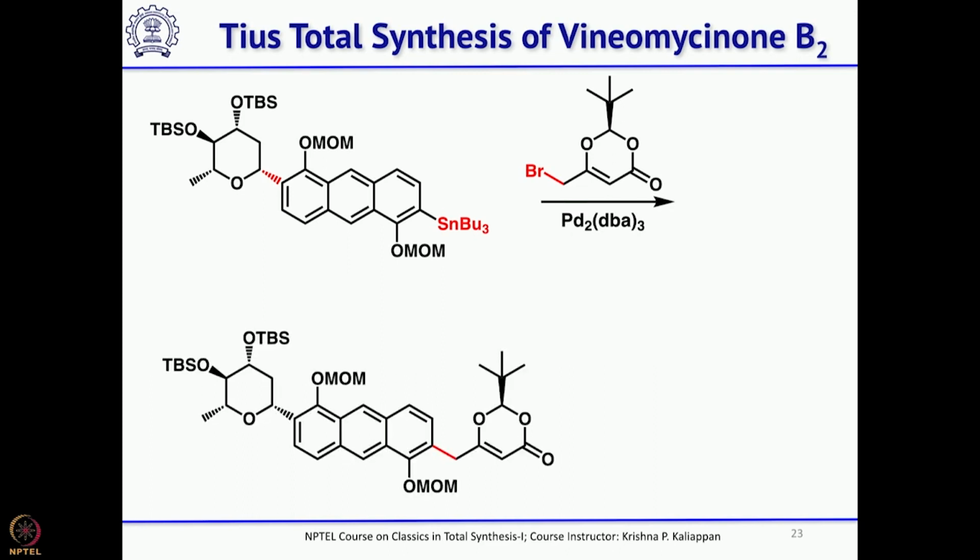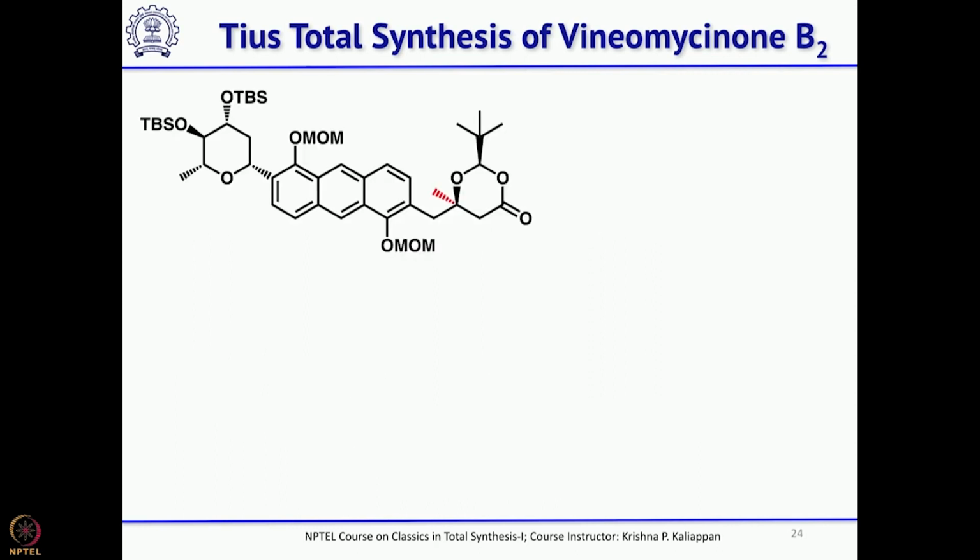So, if you look at this, what is missing is a methyl group at this carbon, but you have an enone. So, one can easily introduce a methyl group using Gilman's reagent. So, that is what he did, and that methyl 1,4 addition took place highly stereoselectively because of the presence of the tertiary butyl group.